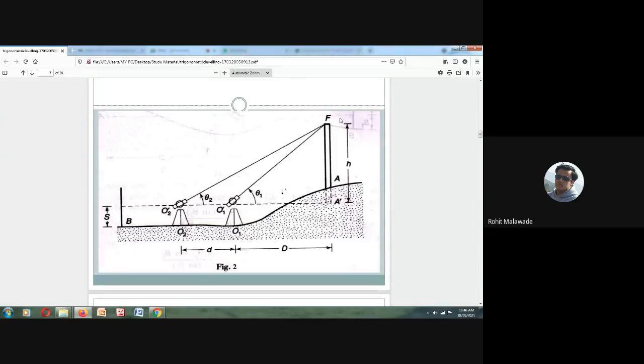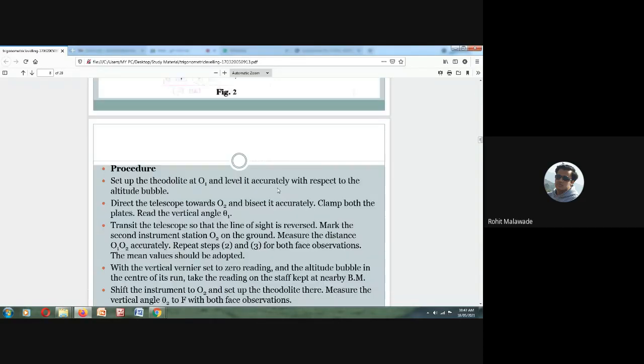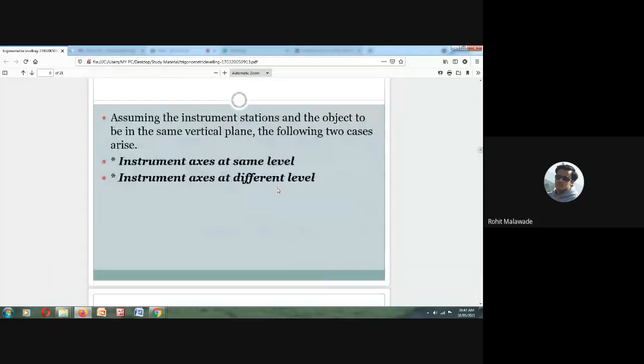For this particular height, what we are going to do is take the benchmark plus the staff reading plus this calculated H. Then we get the RL of the point F. Is it clear? Yes, sir. Okay, fine. Simple it is.